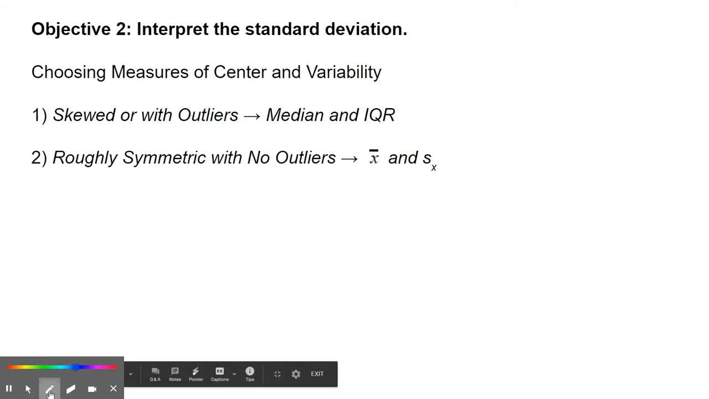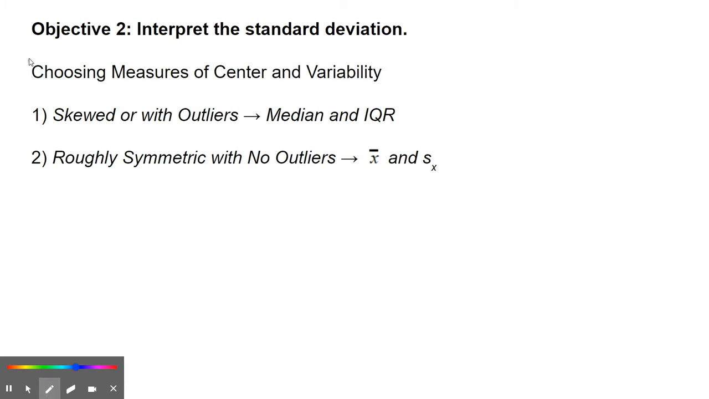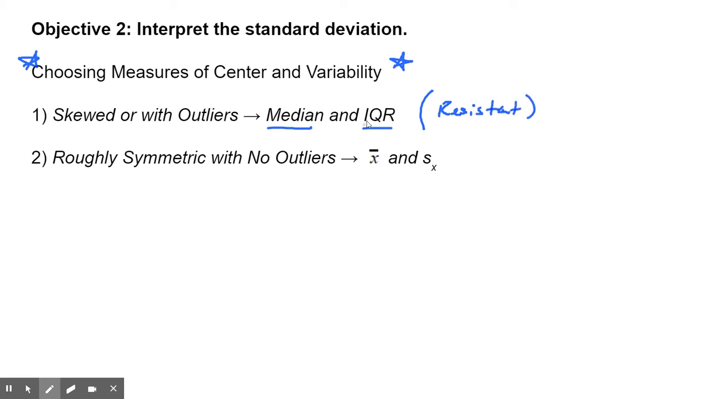Okay, so last but not least here, this kind of ties into section 1.6. We talked about choosing the median or the mean as your center. So now, how do we choose the center and the variability? Well, number one, if it is skewed either right or left or has outliers, that's where you use the median and the IQR. And again, remember, they are resistant to outliers. So that's why you use these two values for the center and variability.